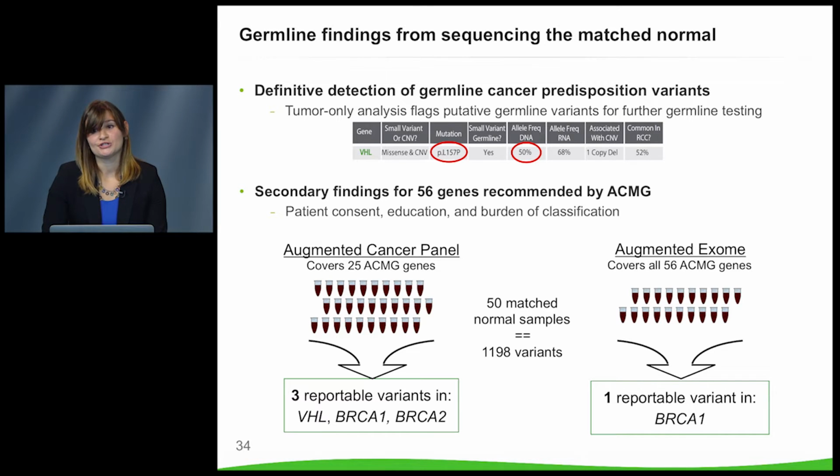To look at this, we took 30 matched normal samples that were sequenced on the Augmented Cancer Panel, which covers 25 of the 56 ACMG genes, and 20 matched normal samples sequenced on the exome. We found almost 1,200 germline variants called in these 56 genes. We then had our in-house variant classification scientists go through the filtering and the classification process for all of these variants, and the result was just 4 variants in 3 ACMG genes, including the VHL, as I just discussed, as well as a few BRCA1 and BRCA2 pathogenic variants.